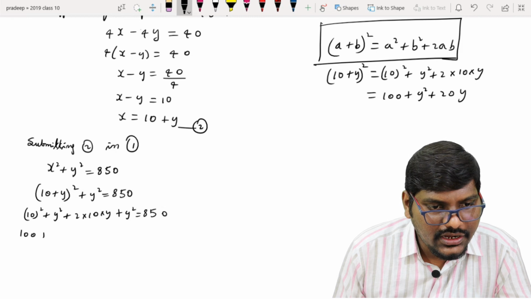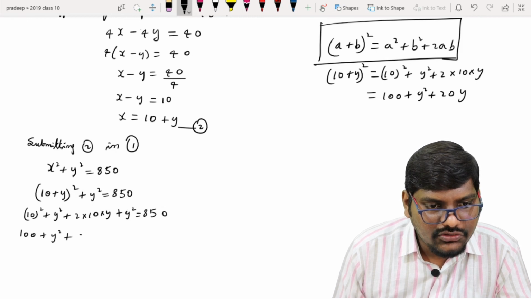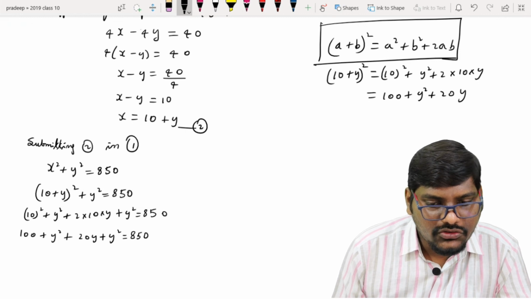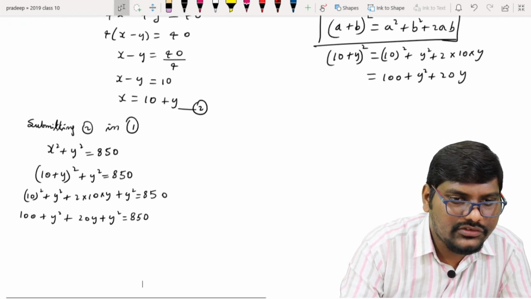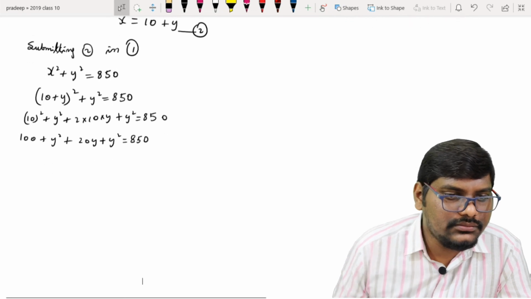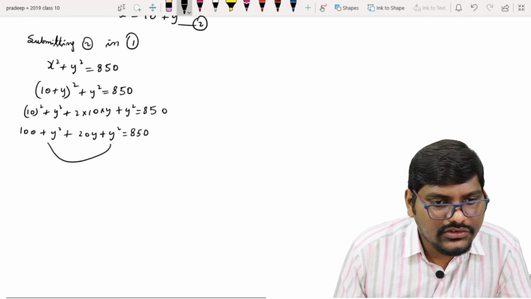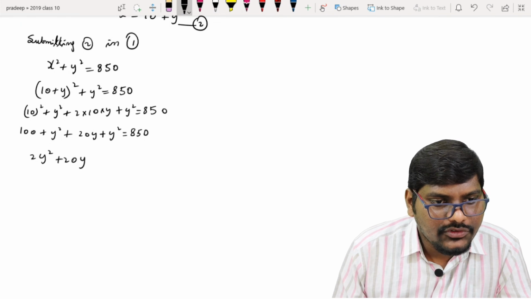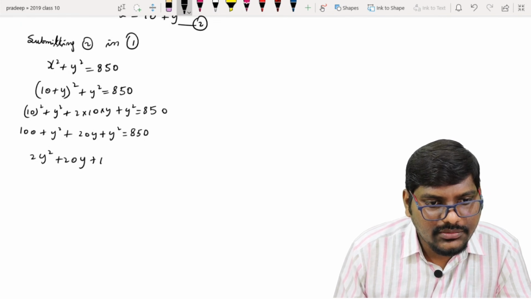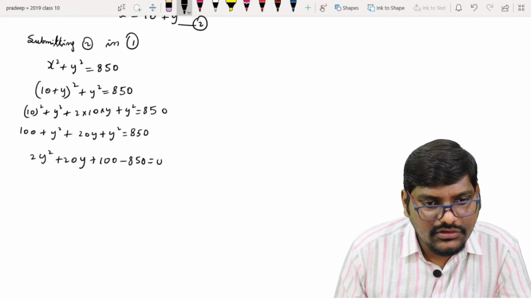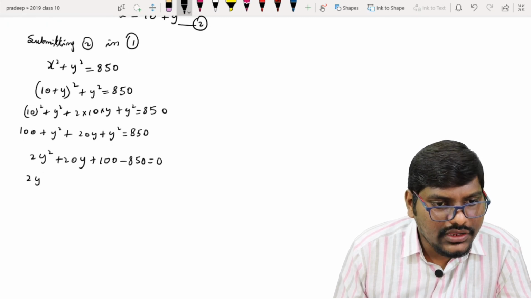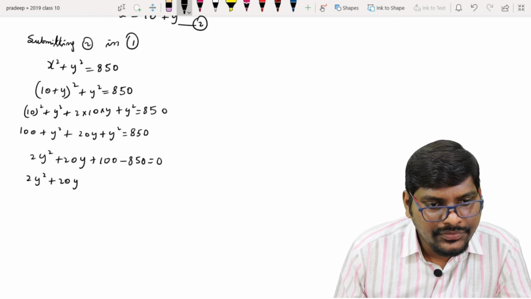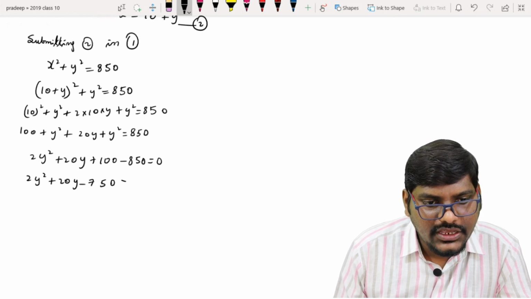10 square is 100, plus y square, plus 2 tens are 20y, plus y square equal to 850. So let me write in one particular sequence where we can solve it. Alright. So y square plus y square is 2y square plus 20y. So 100 I can write over here. So this is plus 100, and if I send 850 to the other side, this is minus 850 equal to 0. So this is 2y square plus 20y minus 750 equal to 0.